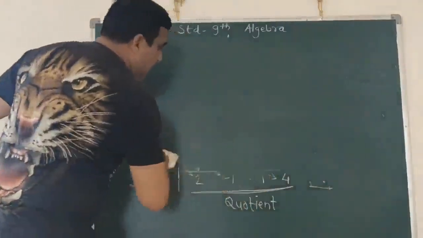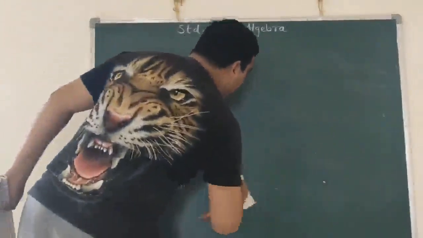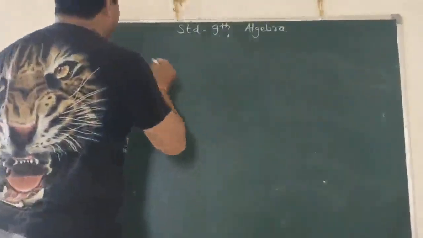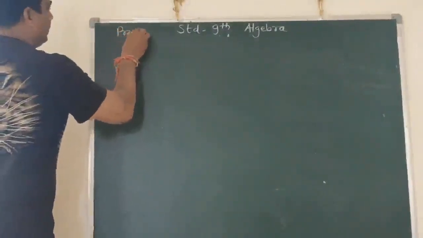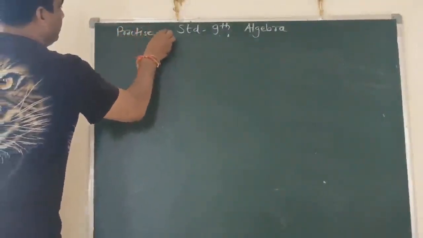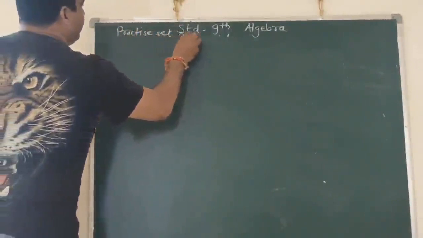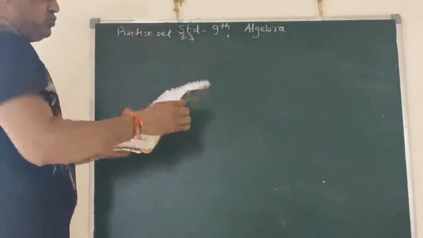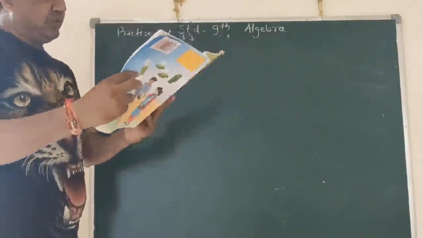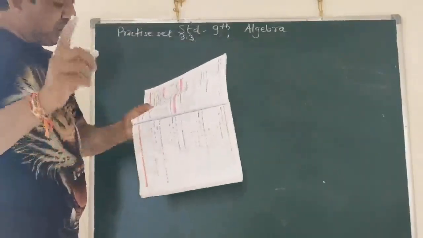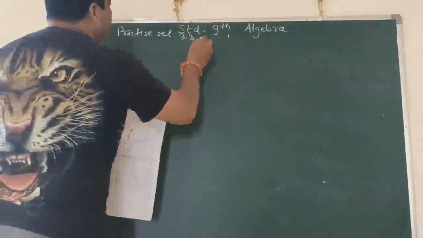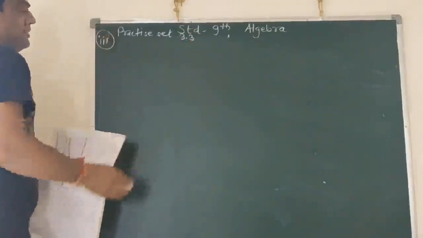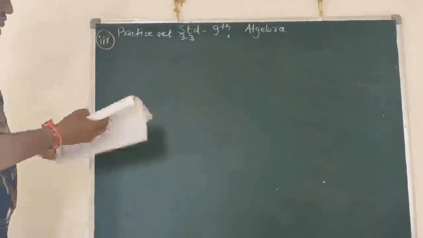Now this arrow is given for your convenience; you don't have to draw arrows. Now I consider a question from practice set 3.3, and in that there are 6 questions. 2 questions are eliminated from your syllabus, so only 4 questions. For your convenience, I am considering question number 3.